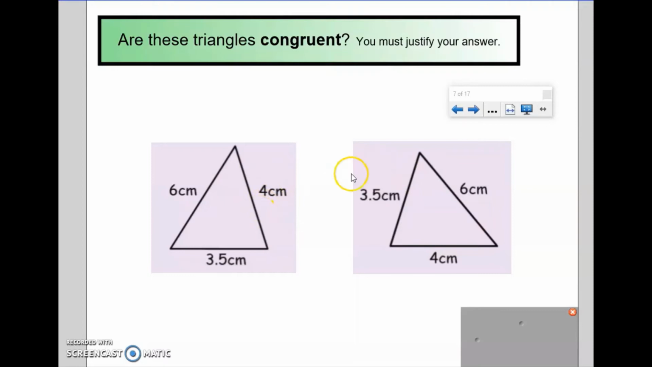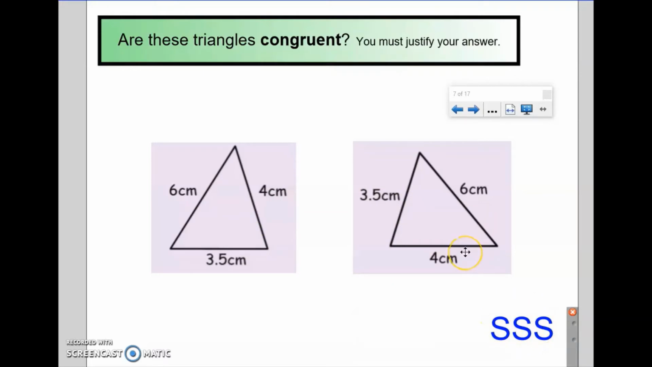If I look at these two triangles, I can see that we have a length of 6, a length of 3.5, and a length of 4. A length of 6, a length of 3.5, and a length of 4. So quite a straightforward question here. I would state, yes, they are congruent, and my justification is SSS, side, side, side.